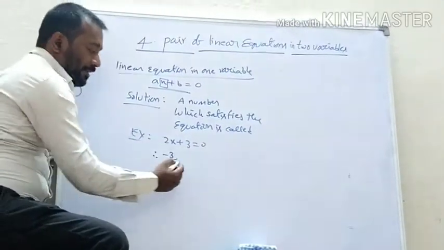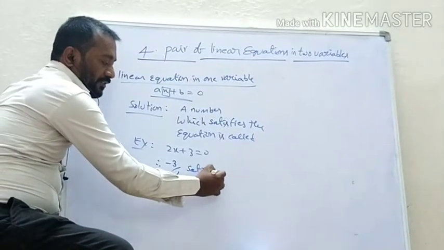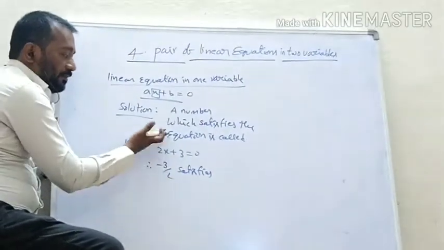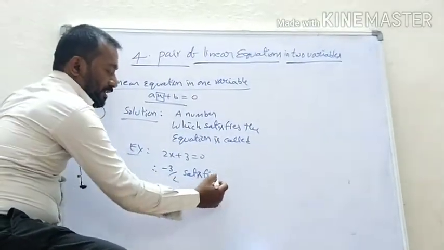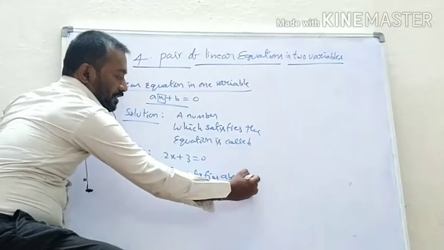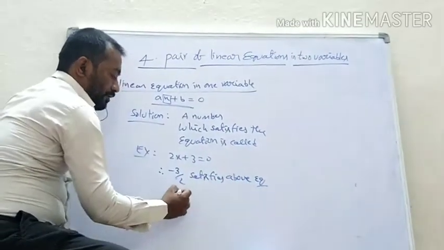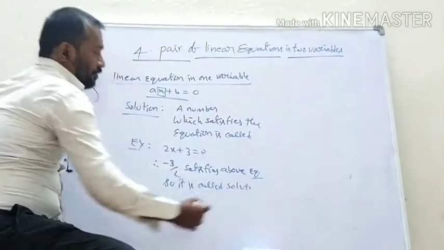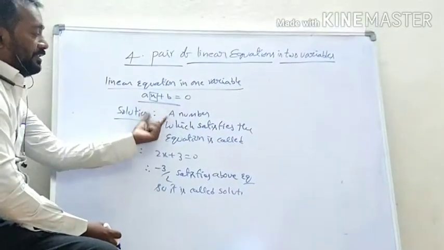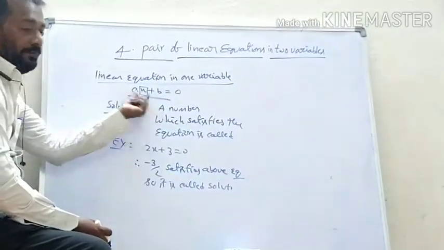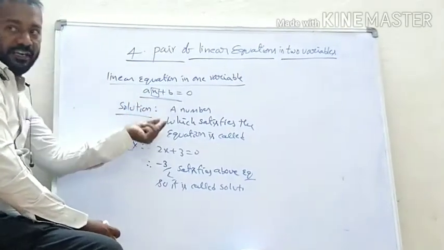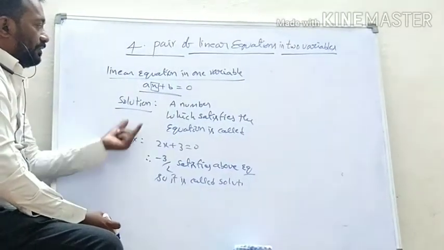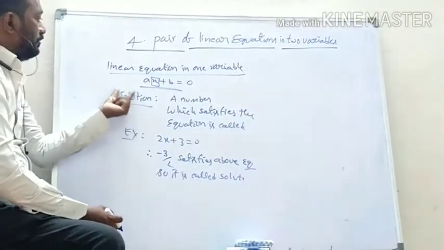A rational number, minus 3 by 2, satisfies the equation. It is nothing but the value of x. The value of x is nothing but the solution. Minus 3 by 2 satisfies the above equation, so it is called the solution. So the solution of a linear equation in one variable is a number. If you substitute any number for the variable such that the left hand side and right hand side are equal, such a number is called a solution.